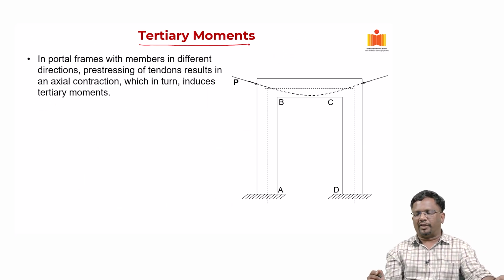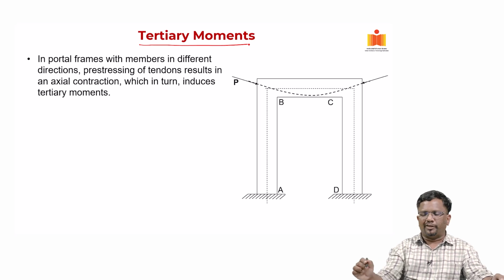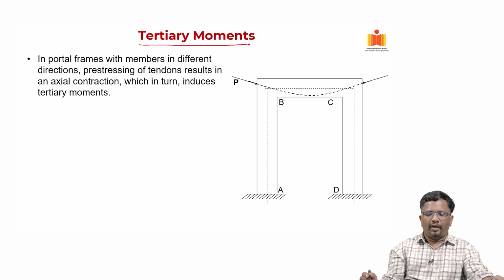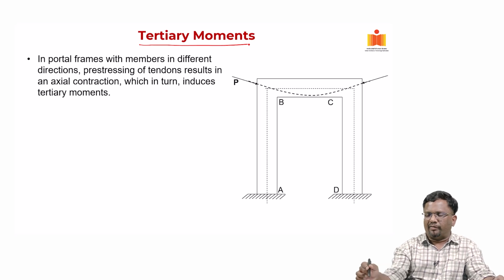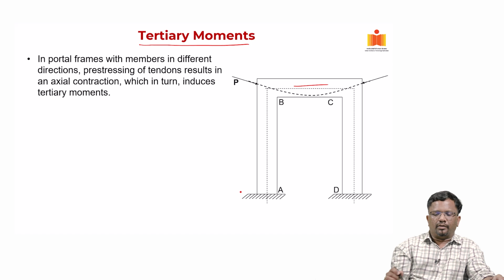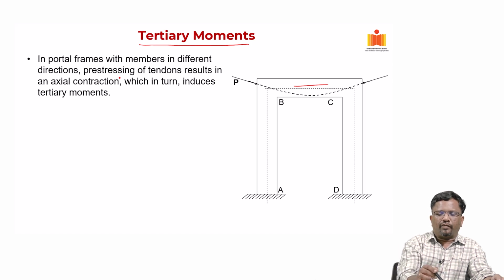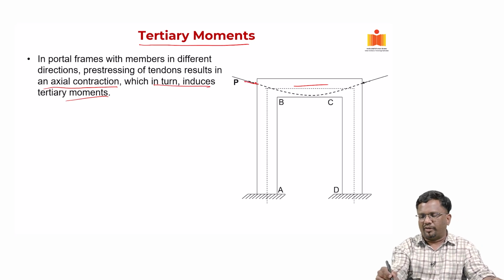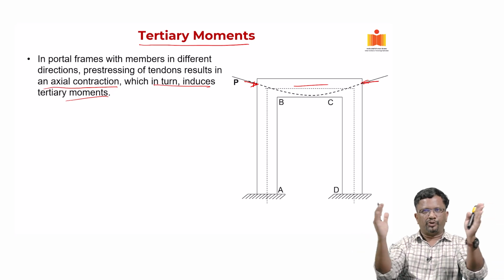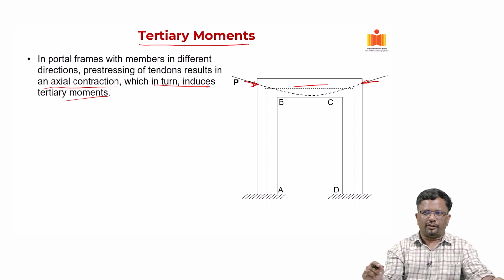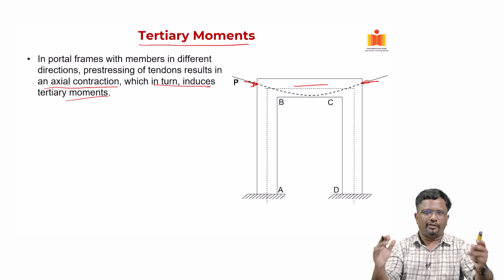Let's understand what a tertiary moment is. It is a very simple portal frame that you have. Now, a portal frame can have members in different directions. Here you have a simple portal frame, a horizontal member and a vertical member, and pre-stressing of the tendon can create an axial contraction which can induce tertiary moment. For example, when I am doing tension pre-stressing like this, it is going to push these vertical members A, B and C, D inside, right.